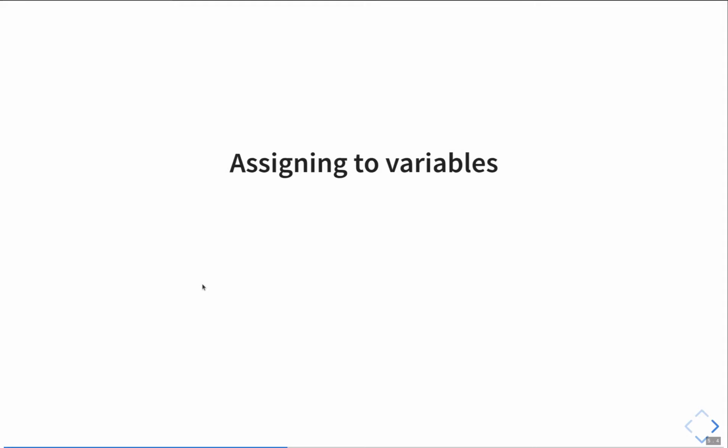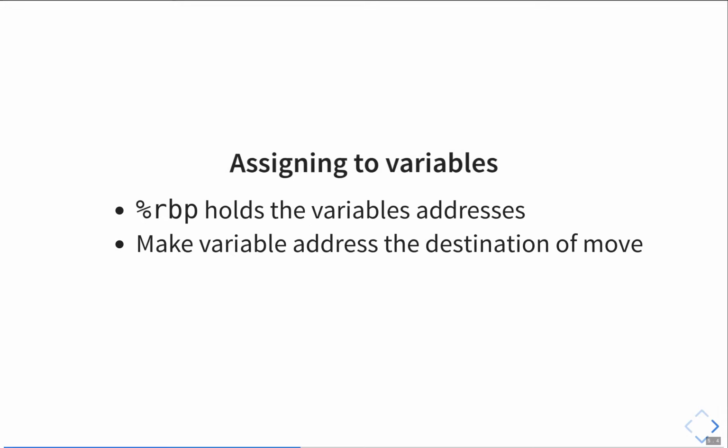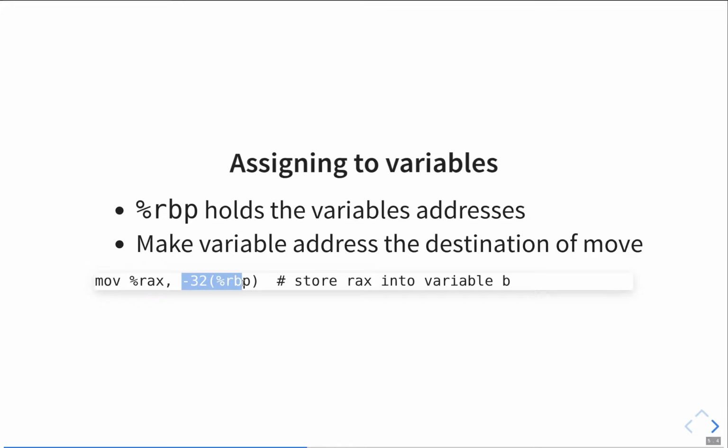So how can we actually assign to variables? Well, the RBP again holds variable addresses, as we've seen before. We just make the variable address itself the destination of the move. So we can actually move directly from a register value into an address here, or an offset from the base pointer from the stack frame here. So assuming the variable b is at offset negative 32, then we just move from the RX value into negative 32 offset from RBP to actually assign the RX value into variable b.